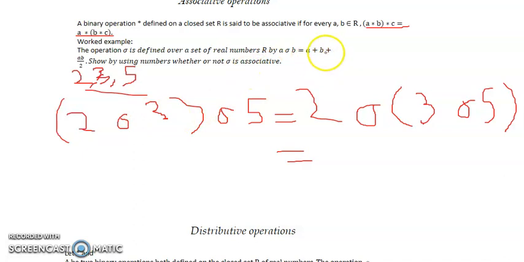Now, according to the rule, 2 sigma 3, what do we get? We get 2 plus 3, which is 5. 5 plus 2 times 3, which is 6, divided by 2 gives 3. Now 3 adding to 5, you get 8. Then we do 8 sigma 5.